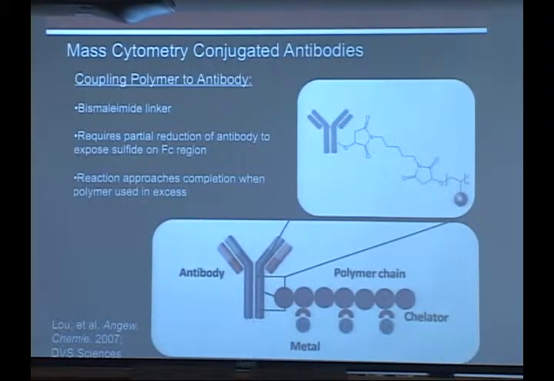And so in order to free up those sulfhydryl groups, we need to partially reduce our antibody, because sulfhydryls in proteins, at least, often form disulfide bridges. So they're not immediately available. So we have to break those disulfide bridge bonds in order to free up a sulfhydryl group, in order to let our bismaleimide linker react with it and to bind our chelator or polymer onto the antibody. So I'll tell you a bit about how we do that. And importantly, this chemical reaction also essentially goes to completion, which means that under standard conditions, when you're labeling antibodies, you're not going to have unlabeled antibody sitting around afterwards.